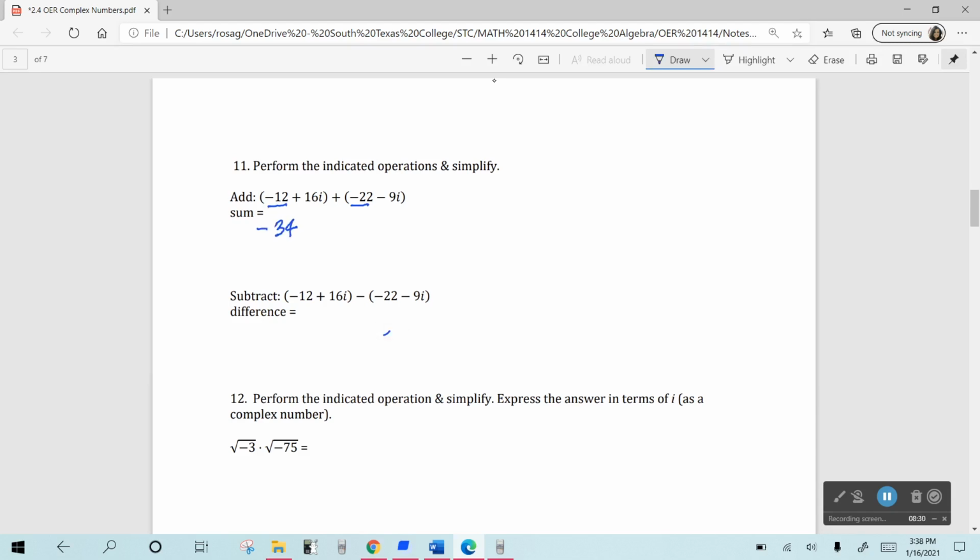Minus 34 plus 7. When it's a minus, I do need to change the signs. So I combine the 12 and the 22. 10, and it's positive.